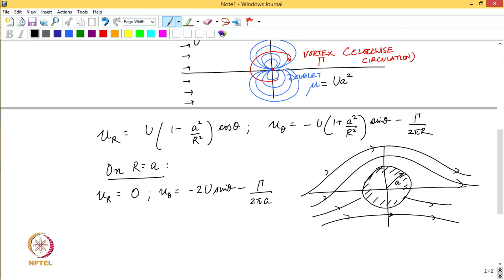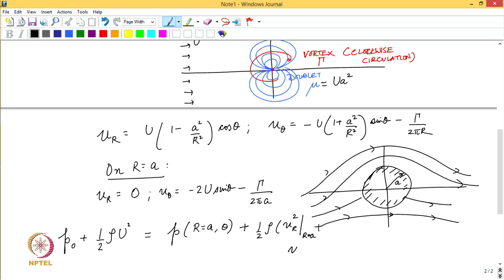I can also apply Bernoulli's equation now to be able to write the pressure distribution from the information about the velocity. What I mean by that is, we can say that if P naught is a pressure far field and we already know that the velocity is capital U, so half rho U square is a dynamic pressure. This should be pressure on r equal to a as a function of theta plus half rho, say, u_r at r equal to a square plus we can say u_theta square on r equal to a, right.